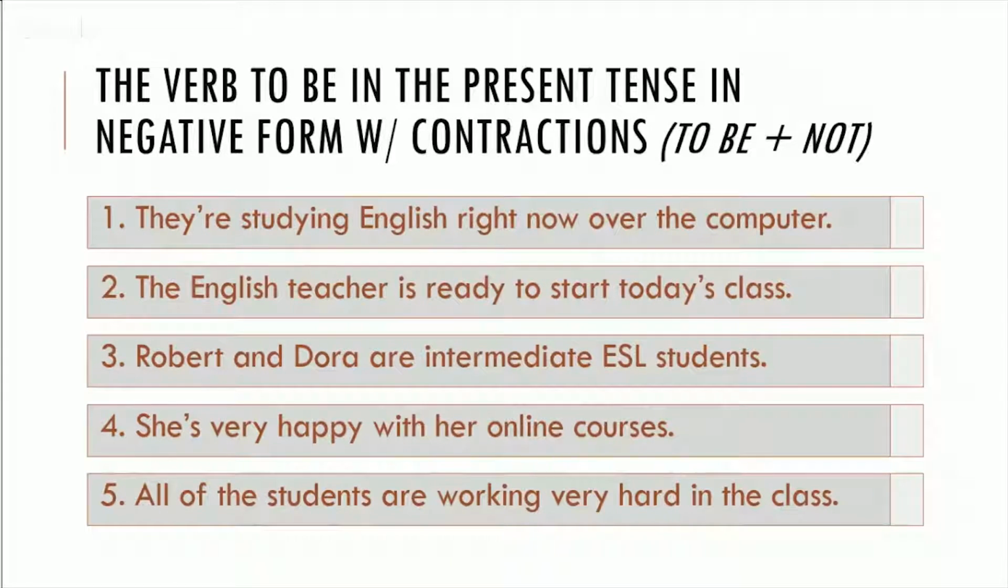And in the next slide, we're going to look at the verb to be in the present tense in the negative form with contractions. To be plus not. And when I say to be plus not, it means you can do a contraction with the pronoun and verb, but I want you to do a contraction with the verb and not. So we're going to do the sentences again, but this time I want the contraction with the verb to be and not. Okay, so let's all do number 1.